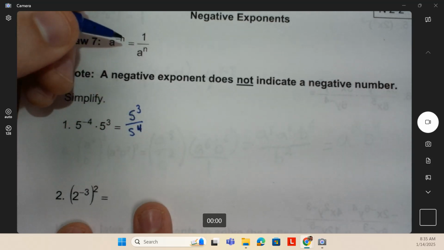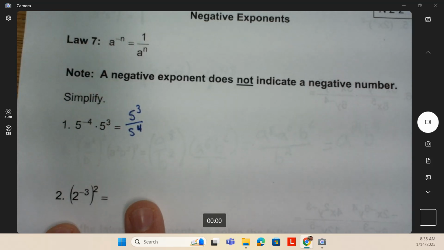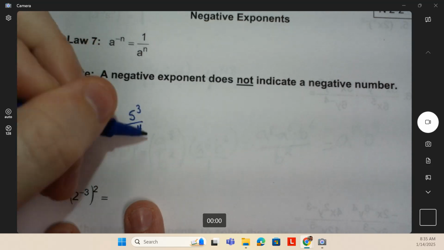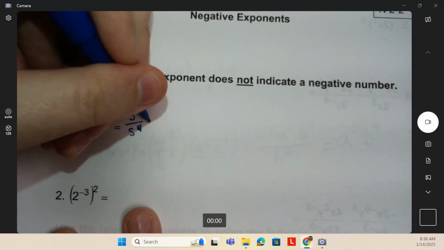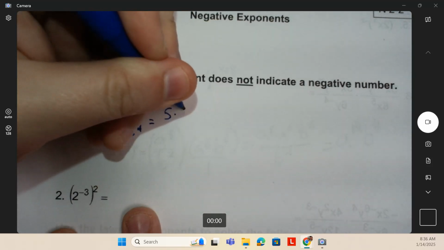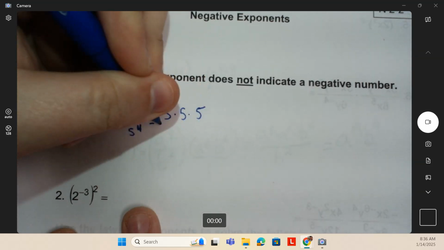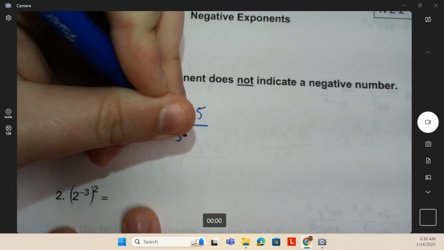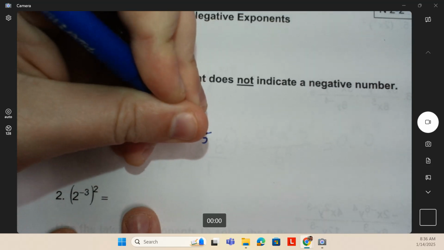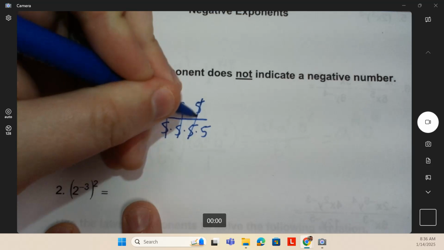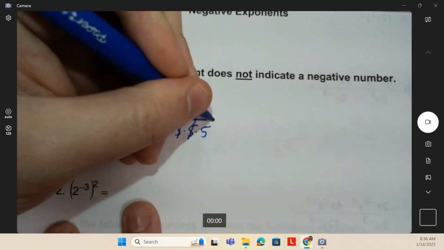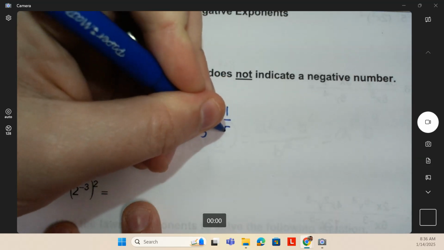And we really don't want to have to multiply that out and then simplify from there, because I get 125 on top and an even larger number on bottom. So we can think about that as doing 5 times 5 times 5 on top and 5 times 5 times 5 times 5, so 4 5s on the bottom. And when I do that, 3 of those cancel out, and I'm left with just 1. So I would have 1/5.